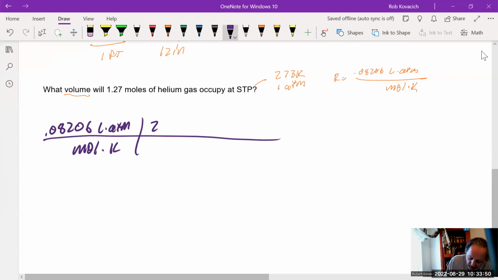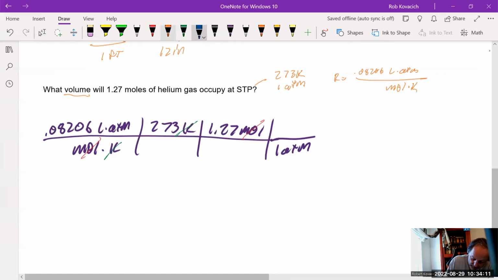So 273 K, and that way I can get the Ks to cancel. And then 1.27 mole, so I can get the moles to cancel out. And then 1 ATM, so the ATMs will cancel out. Okay. And the only unit I've got left is liters.